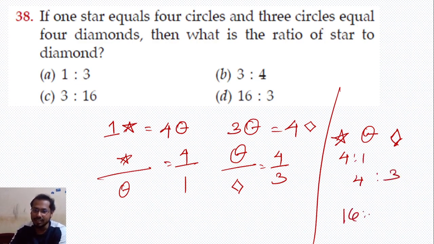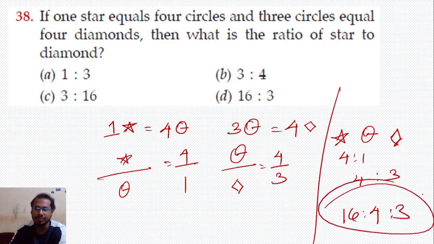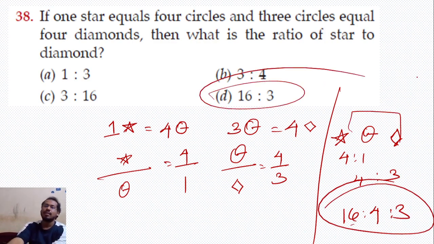So 4 4s are 16. 4 1s are 4. 3 1s are 3. 16, 4, 3. So what is the star to diamond? That is 16 is to 3. Option D. That's it.